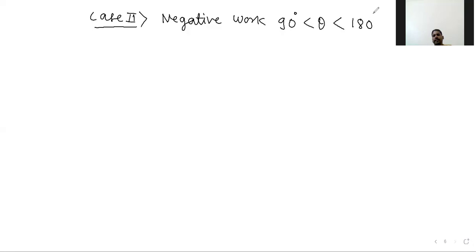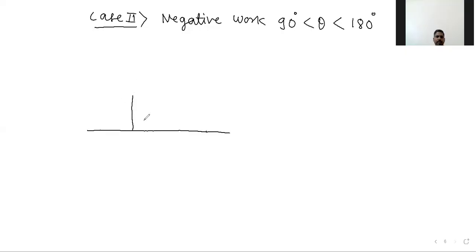So case number second, negative work done. When should work done be negative? So stay focused. When theta is greater than 90 but less than 180. So theta must be greater than 90 degree but less than 180 degree. In this case, the work done should be negative. So I'll draw the diagram so you will get the idea.